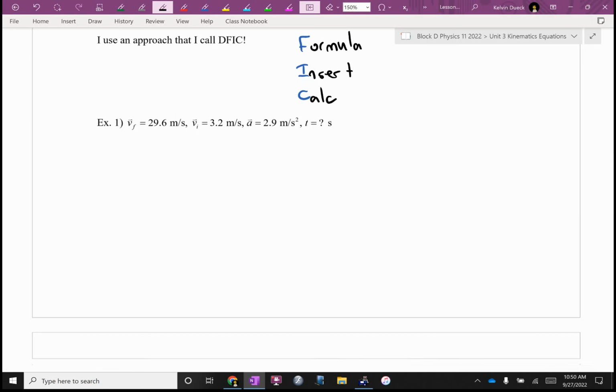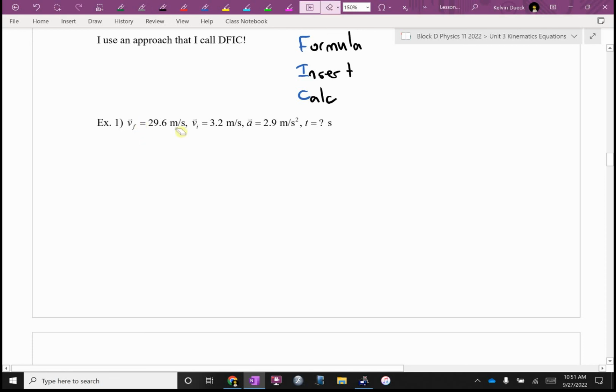Okay. If this was a word problem, it would say something like this. A car starts out going at 3.2 meters per second. It accelerates at 2.9 meters per second squared to a final speed of 29.6 meters per second. How long does that take? That would be the word problem. What are they asking me to find?